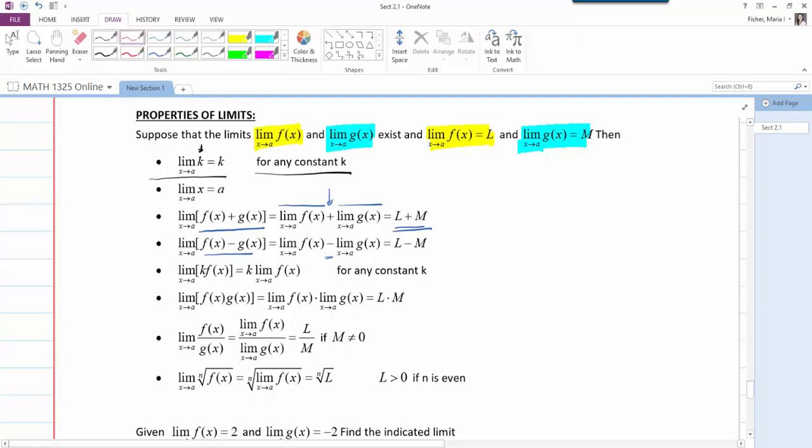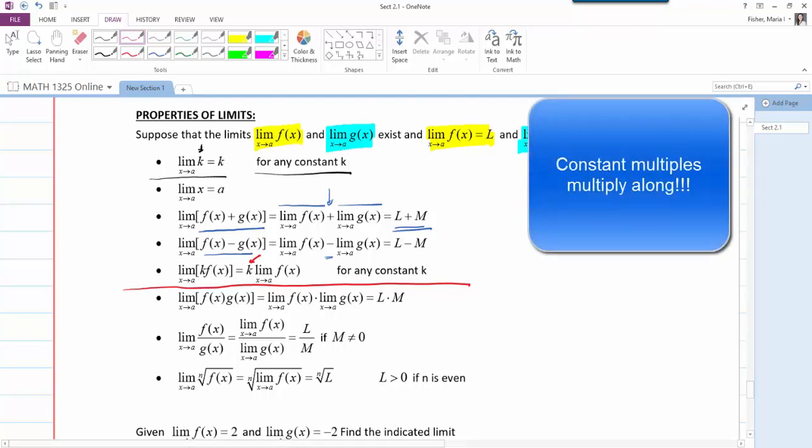You'll have this next one happen with everything that we look at in terms of derivatives and integrals and limits. So the limit as x approaches a of k times f of x is equal to k times the limit as x approaches a of f of x for any constant k. So what I like to say is constant multiples, because if you notice here, k is multiplying f of x. Constant multiples will always multiply along.